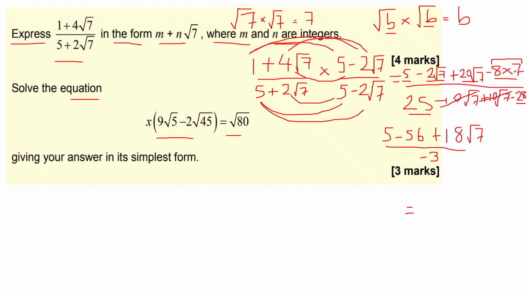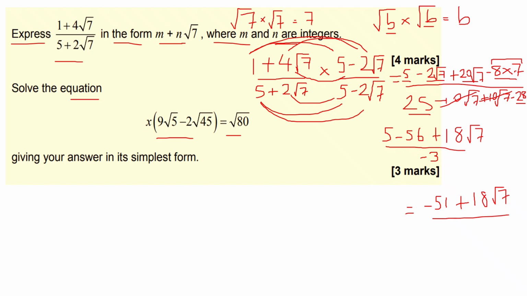Tidying this up, 5 minus 56 is minus 51. Think of it as 56 minus 5, which is 51, and then you stick a minus sign at the front. Then I've got 18 root 7 all over minus 3.